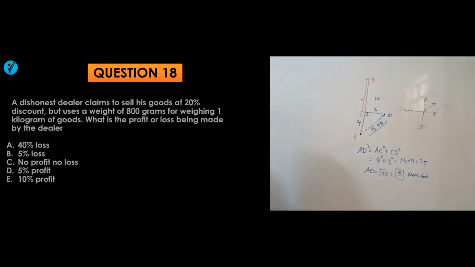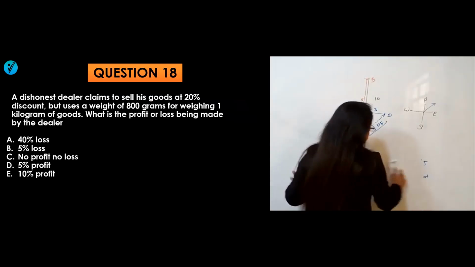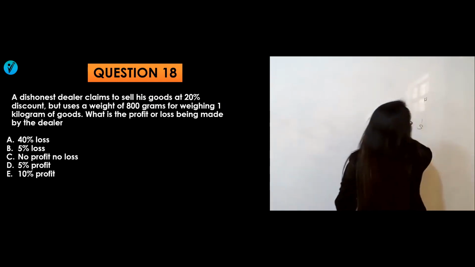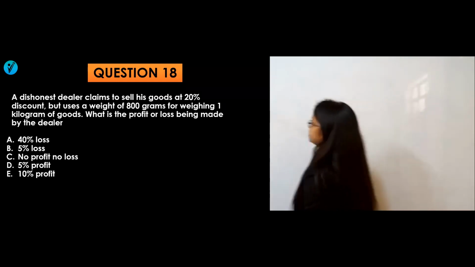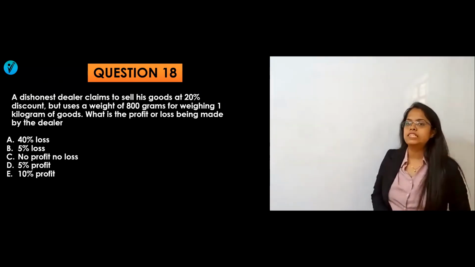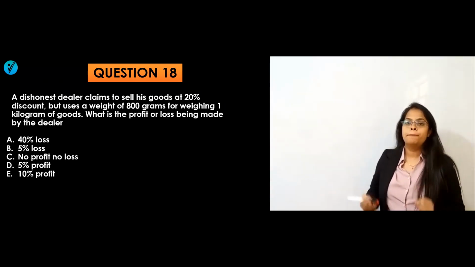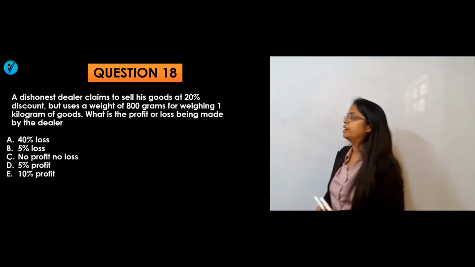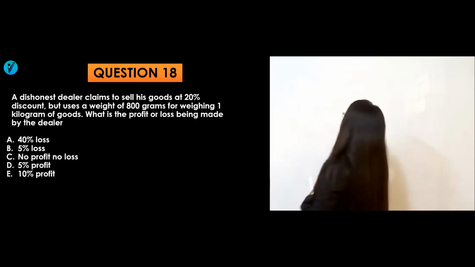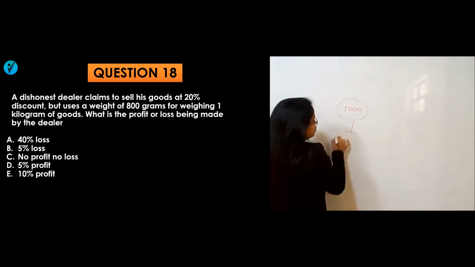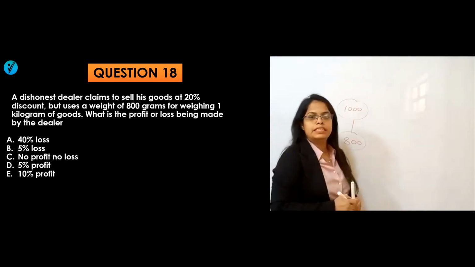Question number 18 is here on screen. What are they saying in this question? A dishonest dealer claims to sell his goods at 20% discount, but uses a weight of 100 gram for weighing a 1 kg of the goods. 1 kg means 1000 gram. For this 1000 gram, what is he doing? He is using only 800 gram. That means his cost price is only the 800.